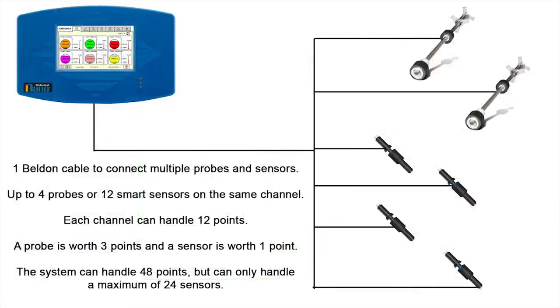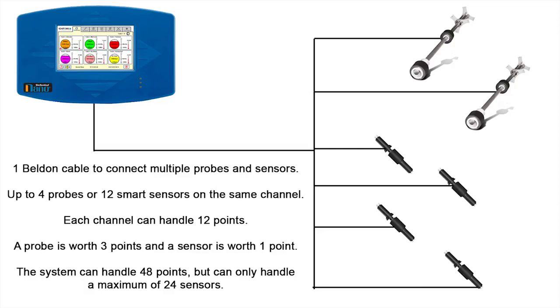As an example, you can run one Belden cable out to a regular tank in the tank field and have the probe, STP sump sensor, annular space sensor, and maybe a transition sump sensor all connected to the one Belden cable coming into the building.